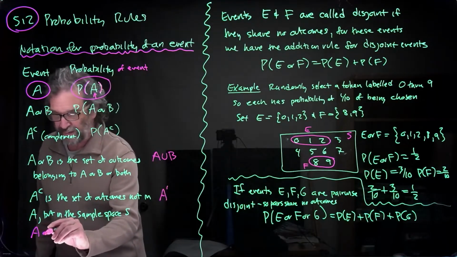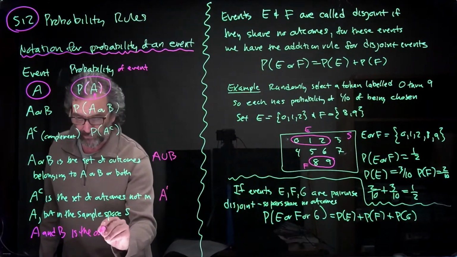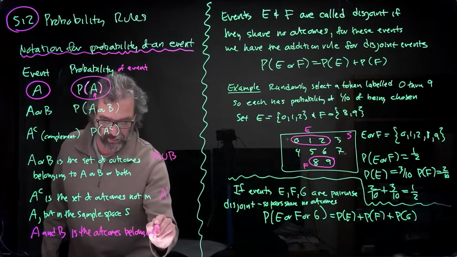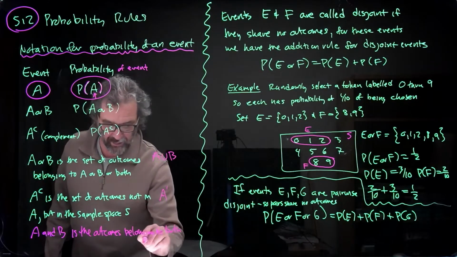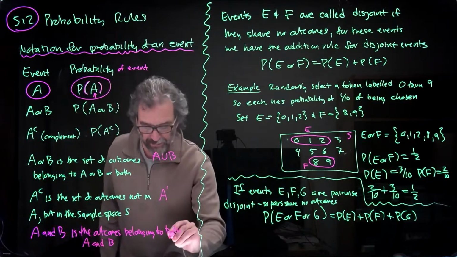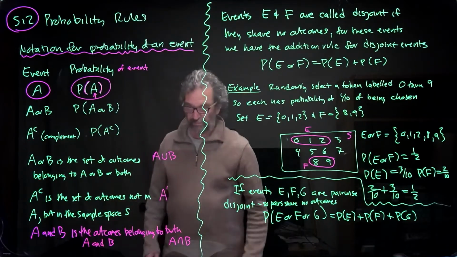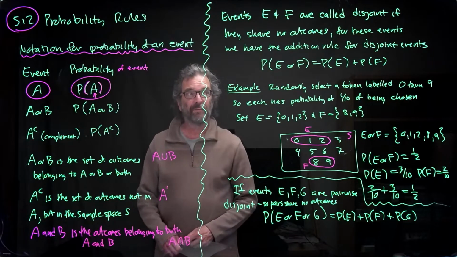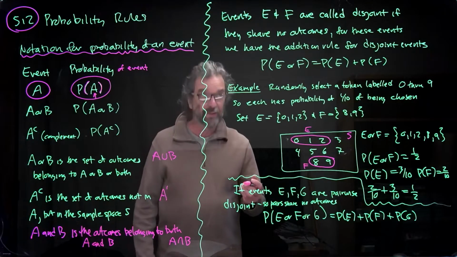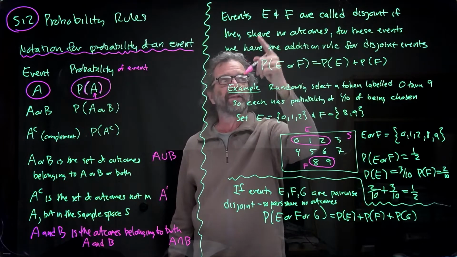And then later on it'll be A and B, the outcomes belonging to both A and B. Sometimes that's written with an intersection, like this, A intersect B. If you've seen that before, then that would make sense to talk about it now. Over here, we'll say events E and F. Now I've given up A and B, now I'm on E and F, but it's the same story, A, B, C, D, E, F.